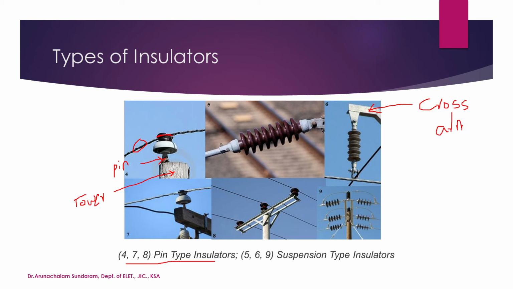So what is this? This is an example of suspension type. Figures 5, 6, 9 are all examples of suspension type. Especially this one, what type is this? This is strain type because this is the end point. See here, this is connected. And this is a suspension type.